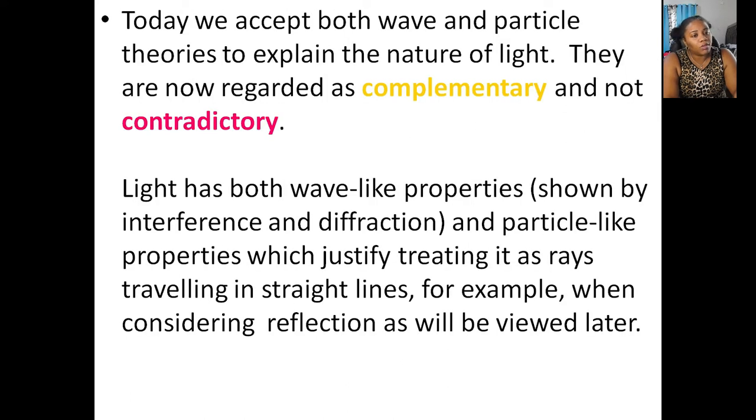Today, we accept both the wave and particle theories to explain the nature of light. They are now regarded as complementary and not contradictory. Light has both wave-like properties shown by interference and diffraction, and particle-like properties which justify treating it as rays traveling in straight lines, for example when considering reflection, as will be viewed later.